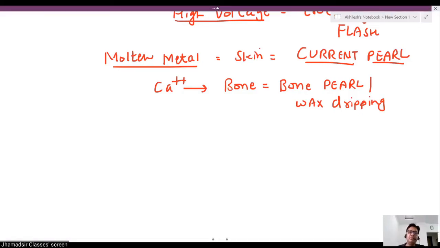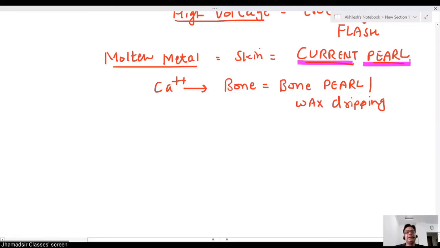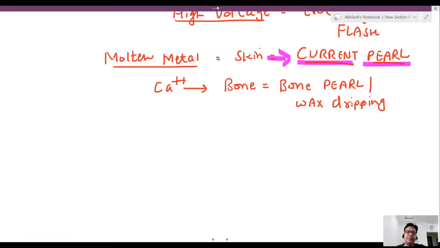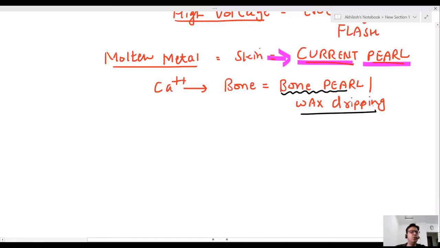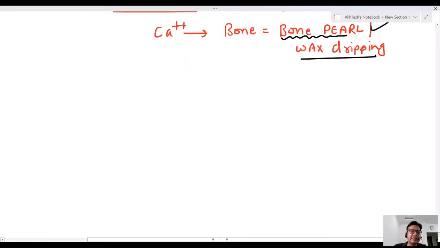Again, I'm revising, my dear friend. Molten metal which goes in the skin is known as current pearl. And calcium deposition in bone is known as bone pearl or wax dripping. Both are very, very important. Many times the question has come: what is current pearl? It is molten metal. And what is bone pearl? Bone pearl and wax dripping are calcium deposition in bone. So this is electrocution.